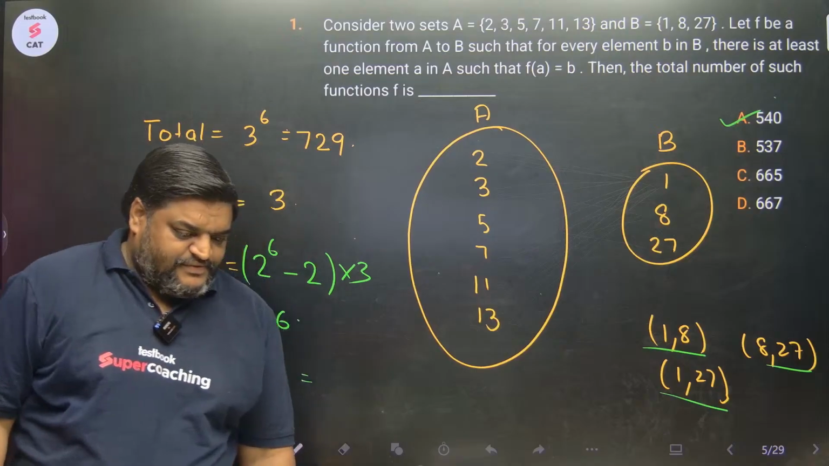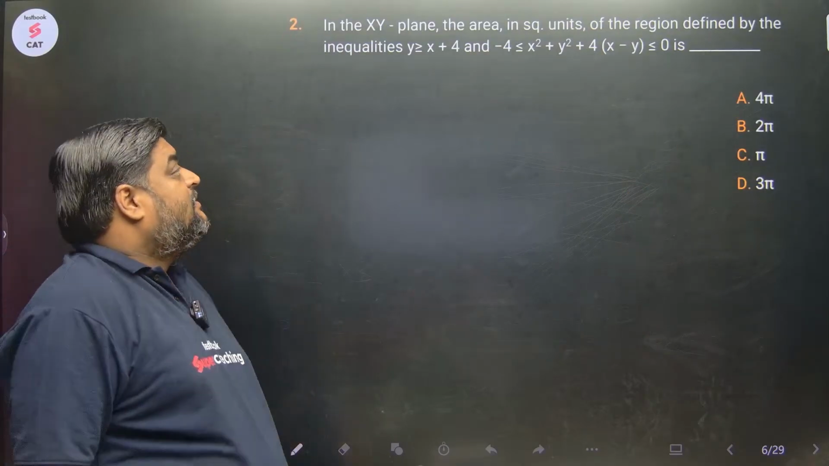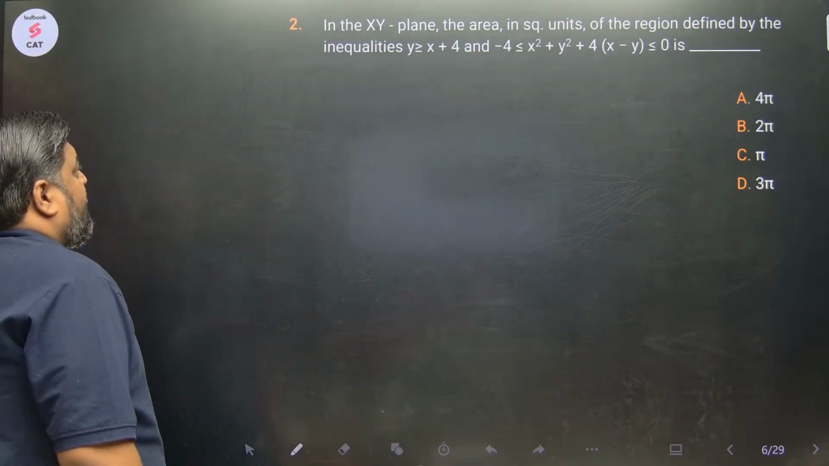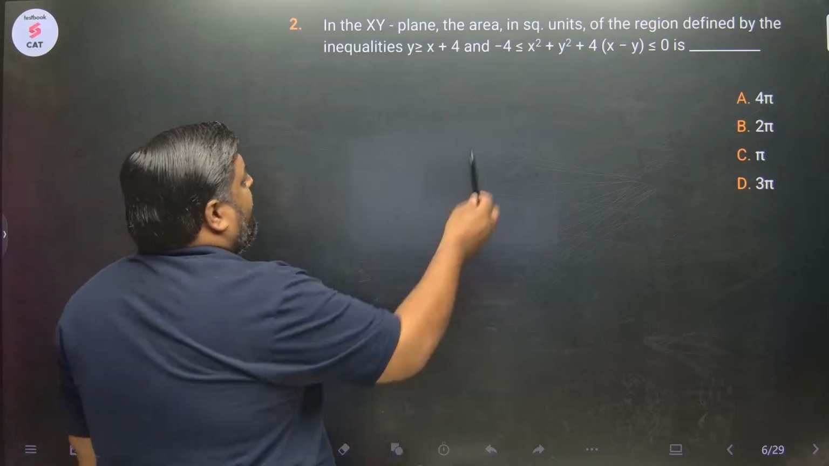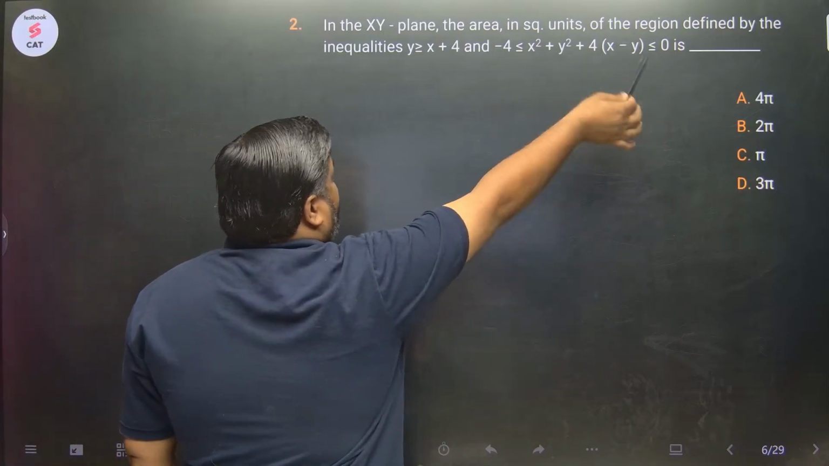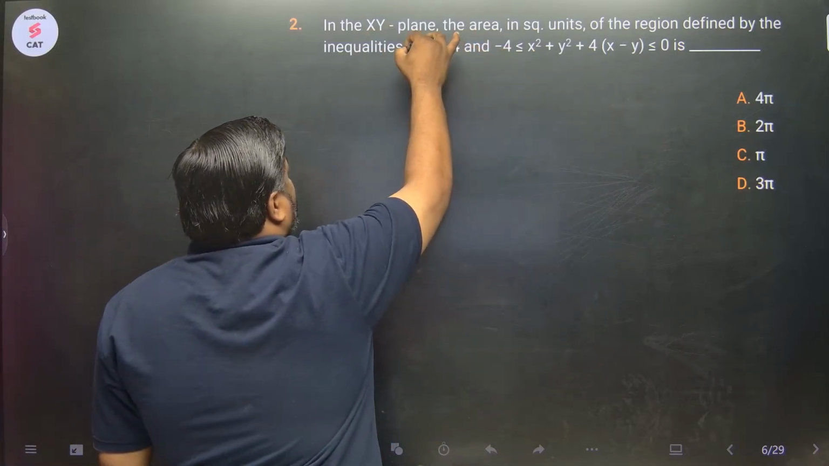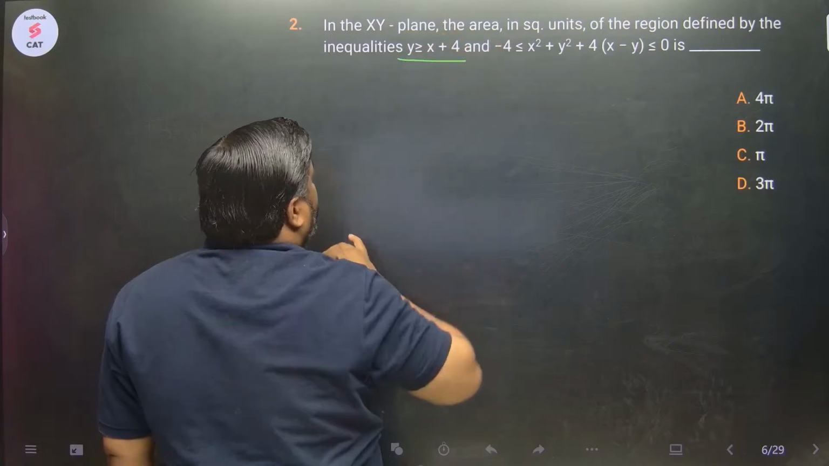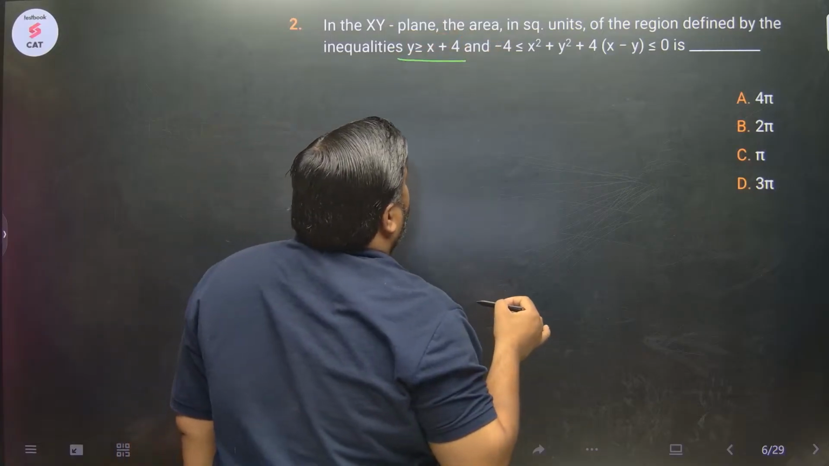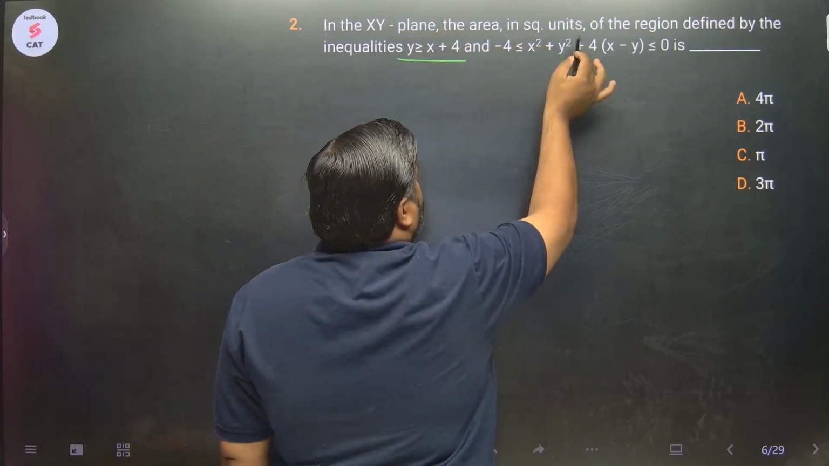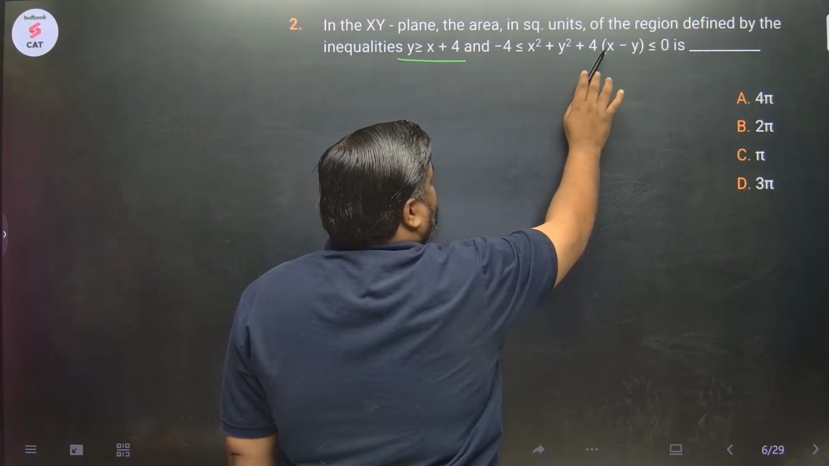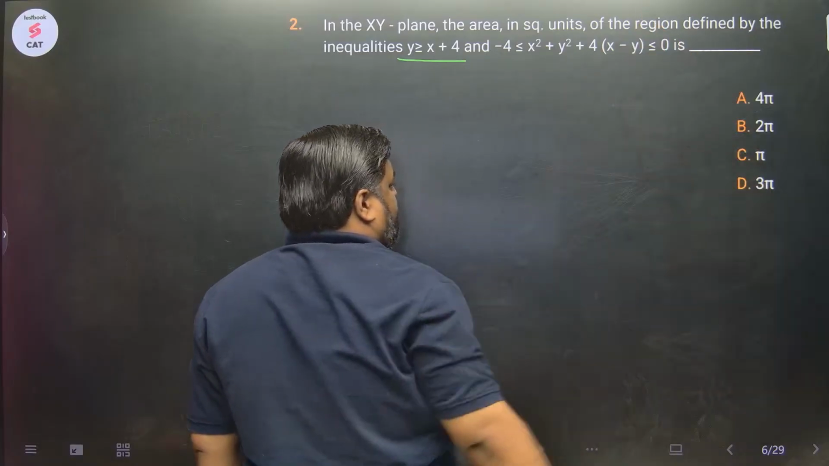So let's move to the next question. In the xy plane, the area in square units of the region defined by the inequalities y is greater than or equal to x plus 4 and -4 is less than or equal to x square plus y square plus 4x minus y less than or equal to 0.